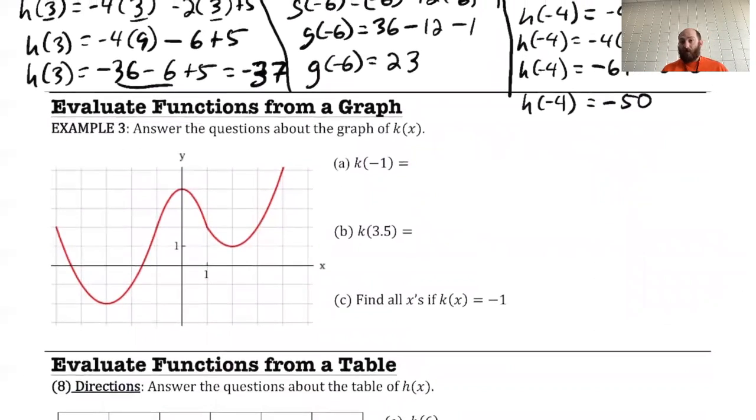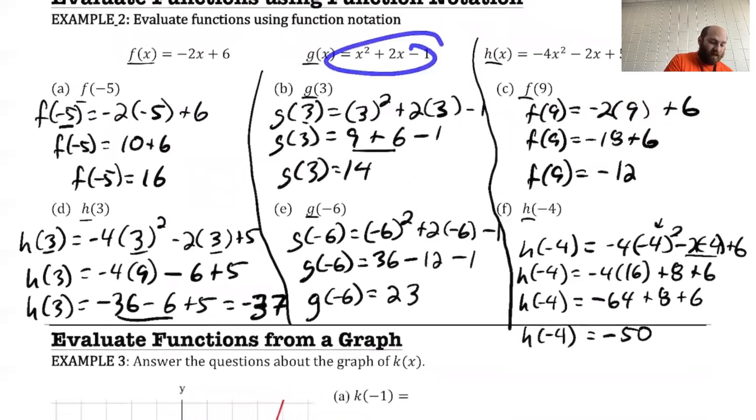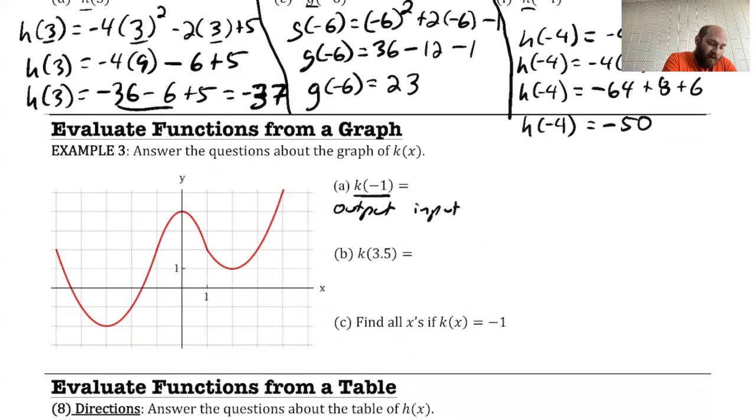From a graph, remember, we can represent our functions in a variety of ways. We represent the functions as equations. Well, now we're going to represent them as a graph. Here's my function here. When we look at this, we're trying to interpret what these mean in terms of the graph. If I say k of -1, I'm looking for the output. And what I'm really saying is, what's the output when the input equals -1?